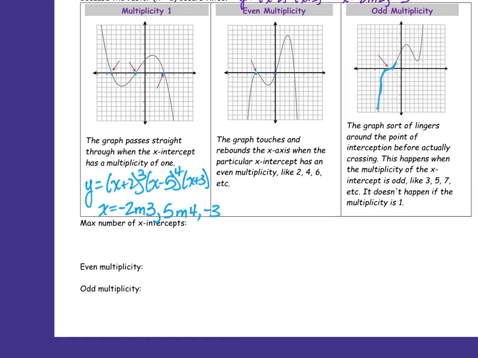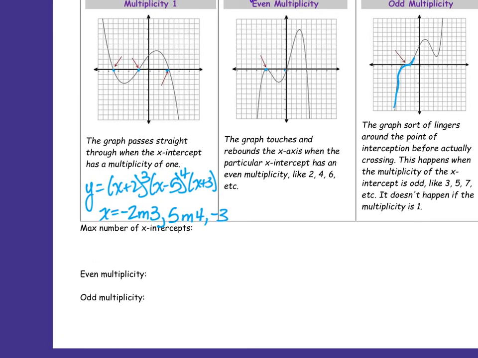So the maximum number of x-intercepts is the degree, right? The maximum number of x-intercepts I can have is the degree of the polynomial. Can I have less than the degree of the polynomial? Yes, because I can have imaginary answers. Not all of my x-intercepts will be real. So the max number I can have is my degree. So if I have a degree 3, I can have 3 x-intercepts. But I may only have 1 real intercept and then 2 imaginary intercepts.